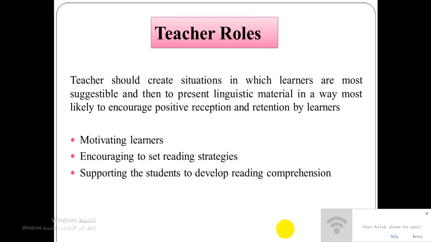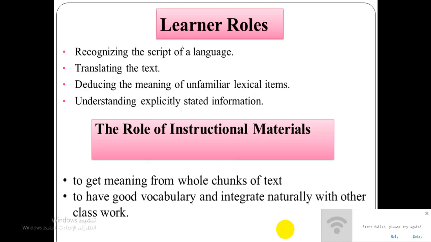A teacher's role: in this approach, the teacher should create situations in which learners are most suggestible, and then present linguistic material in a way most likely to encourage positive reception and retention by learners. So the teacher is motivating learners, encouraging them to set reading strategies, and supporting the students to develop reading comprehension.